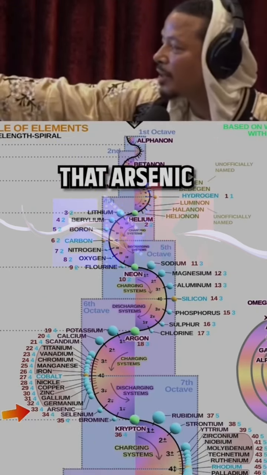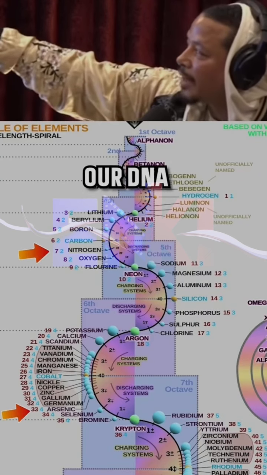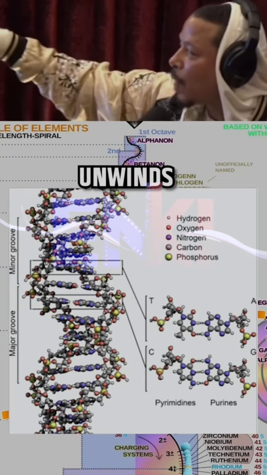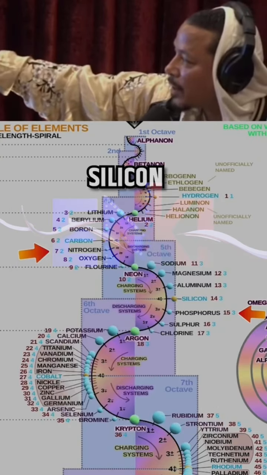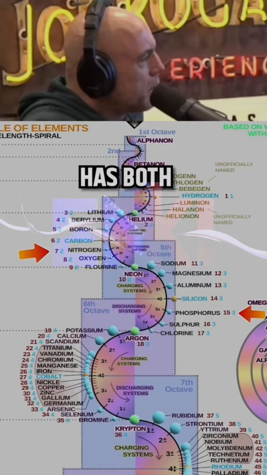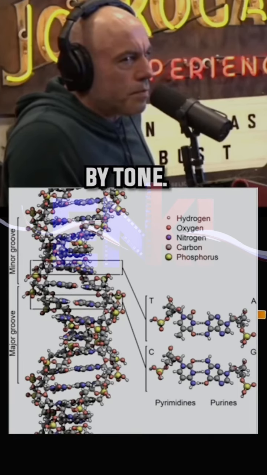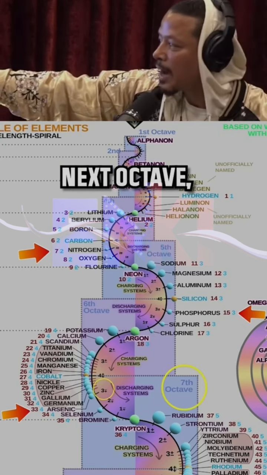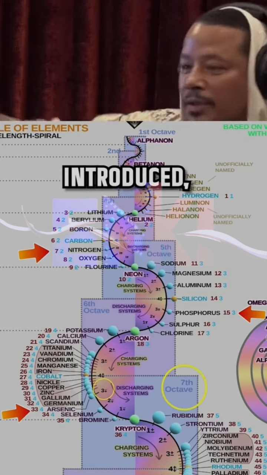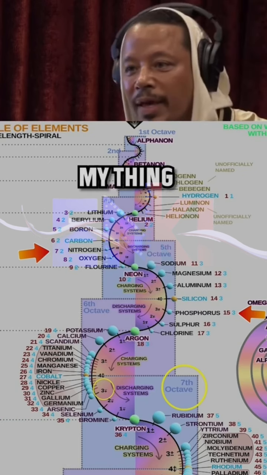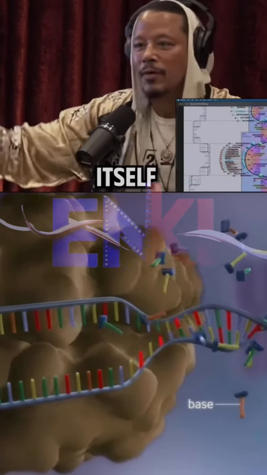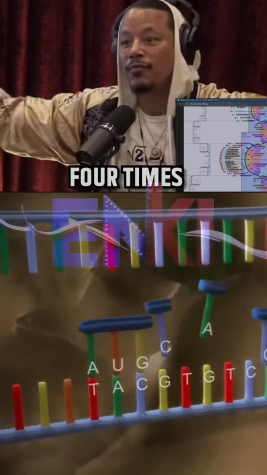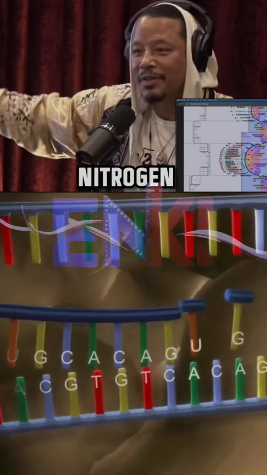The reason that arsenic kills us is because our DNA has nitrogen and it has phosphorus in it, because nitrogen unwinds into the next octave right after silicon and becomes phosphorus. Our DNA has both of those in there, but it's going by tone. So the moment arsenic, which sits as a -3 on the next octave, is introduced, the body thinks, oh, this is my thing that I need. And it tries to wrap itself around the arsenic, but it causes the DNA to unravel because it's 4 times as large as that nitrogen was.